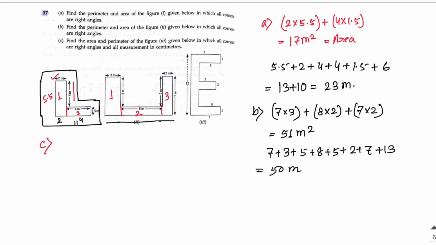Now number C. For number C, you have to join this one, this one, this one. So now you have total 4 rectangles. This one is the first one, second one, third one, and the fourth one. So they are total four rectangles. So here the first one.